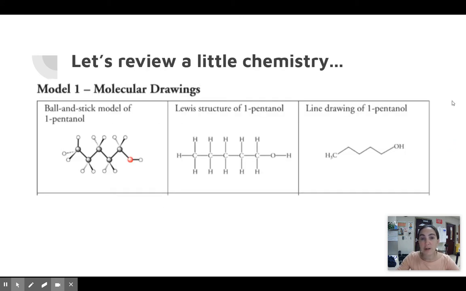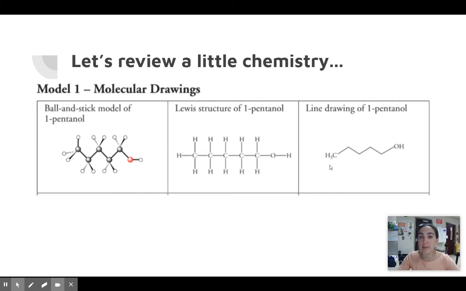So first, we're going to start by reviewing a little bit of chemistry. Take a minute and look at the three diagrams that you have up on the screen right now. These are three different ways that you can represent a molecule. And if you look carefully, you'll notice these are all the same molecule. They're all different representations of one pentanol, but they're drawn in different ways. This one is a ball and stick model. This one is a Lewis structure. And this one on the right is a line drawing.